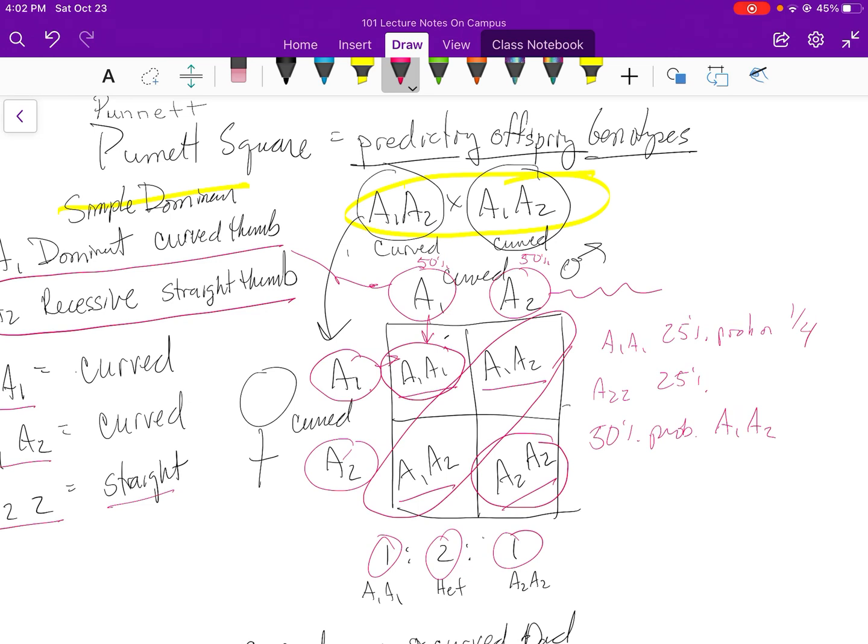You could also look at the phenotypes and ask about those, which I sometimes do on the exams as well. And you have to recognize that the only unique phenotype here is the homozygous recessive. All three of these other ones have the A1 phenotype, which is the curved thumb. So this one's straight, and all the rest of them are curved.